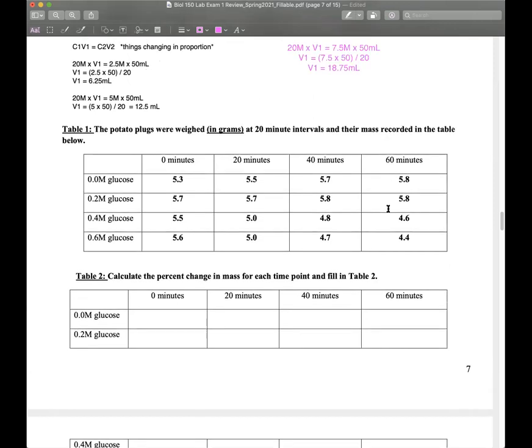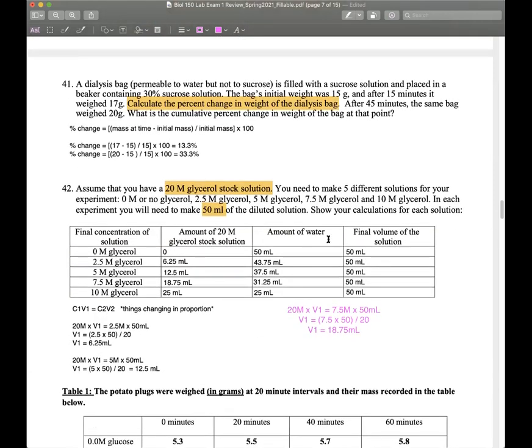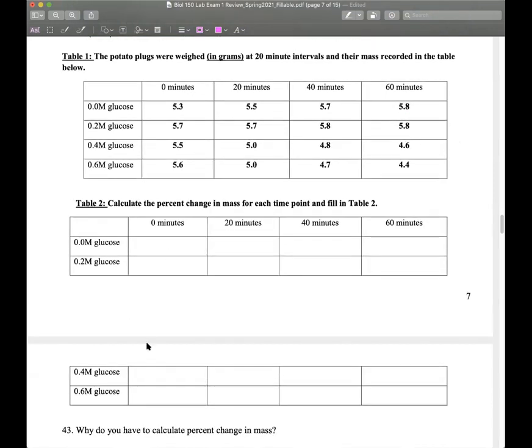So this basically just uses the same formula as up here. We're talking about percent change. So the mass at some time minus initial mass, divided by initial mass, times 100. So it's going to use the exact same calculation or formula as up there. We don't need to go over all of those calculations unless you really want to.